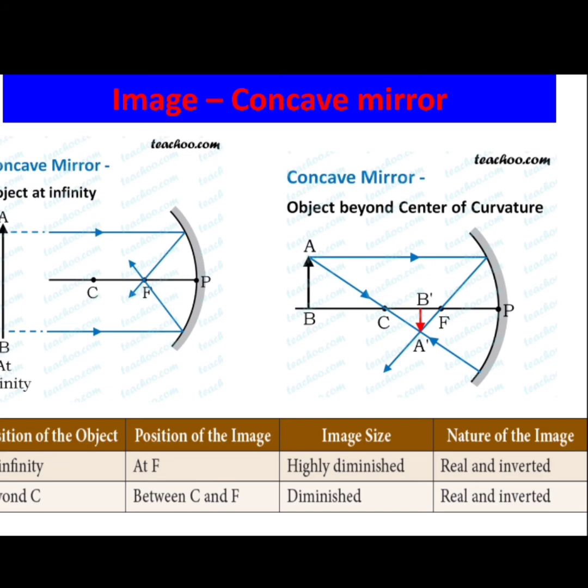The next case, the object beyond center of curvature. We get the position of image at the place between C and F. So in all real images, the object is given in black mark and image is given in red mark. From that you can identify. The image size is diminished and the nature of the image is real and inverted.